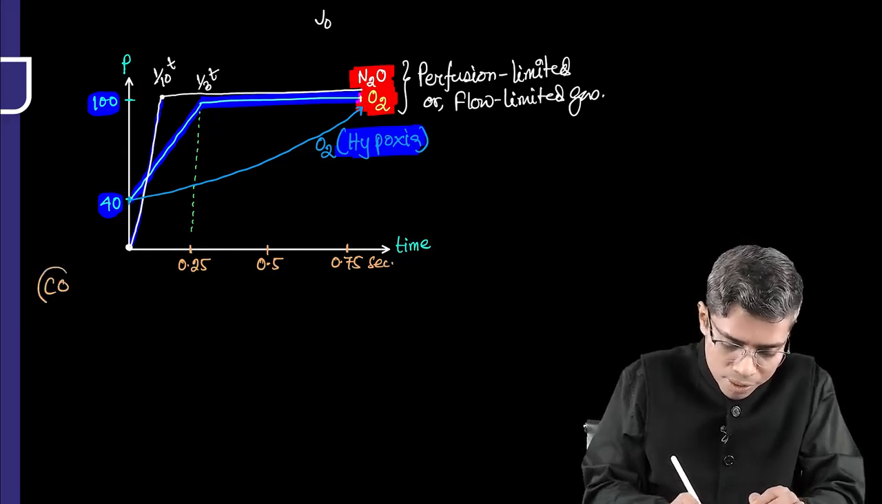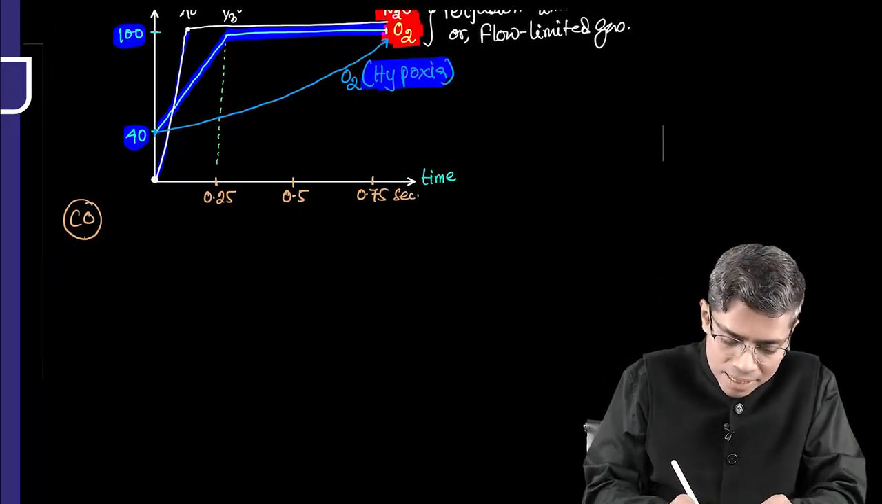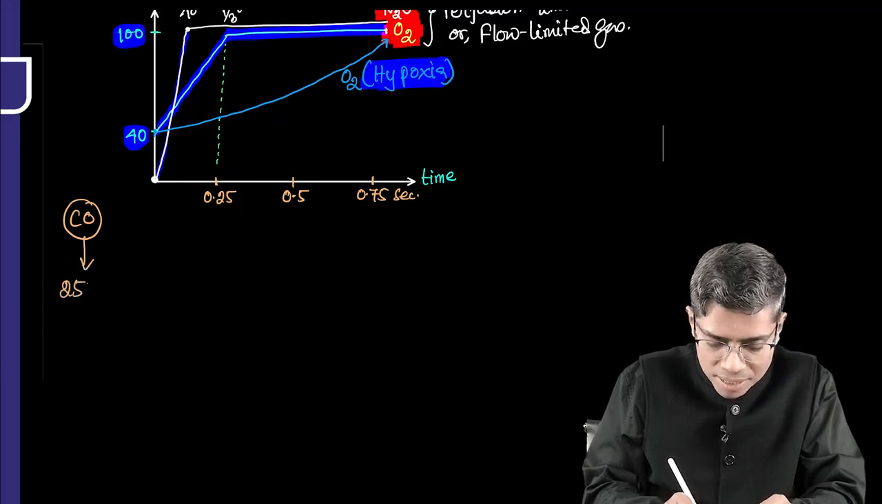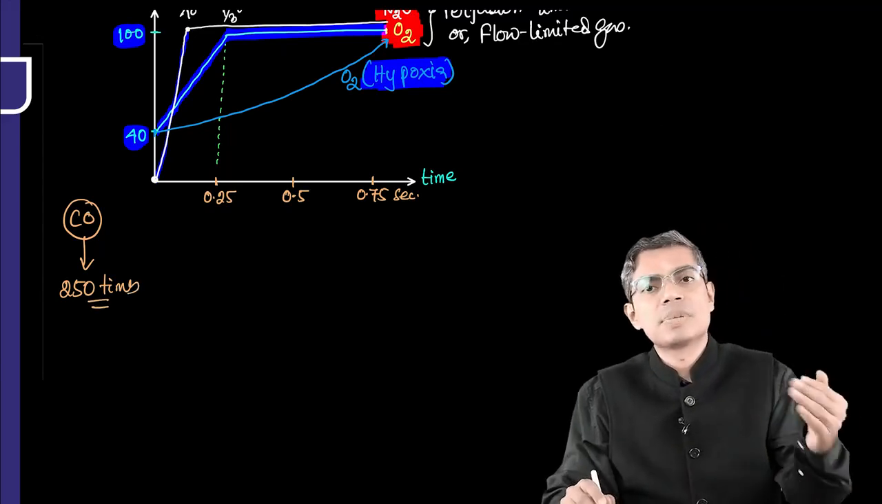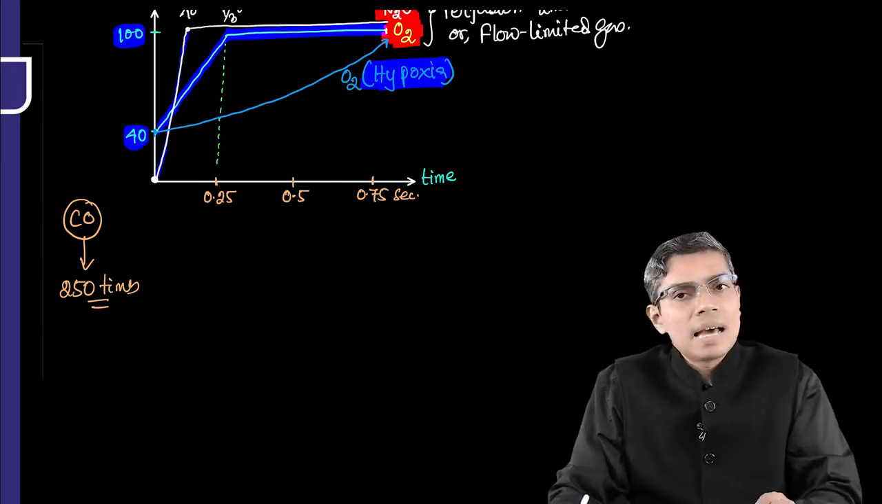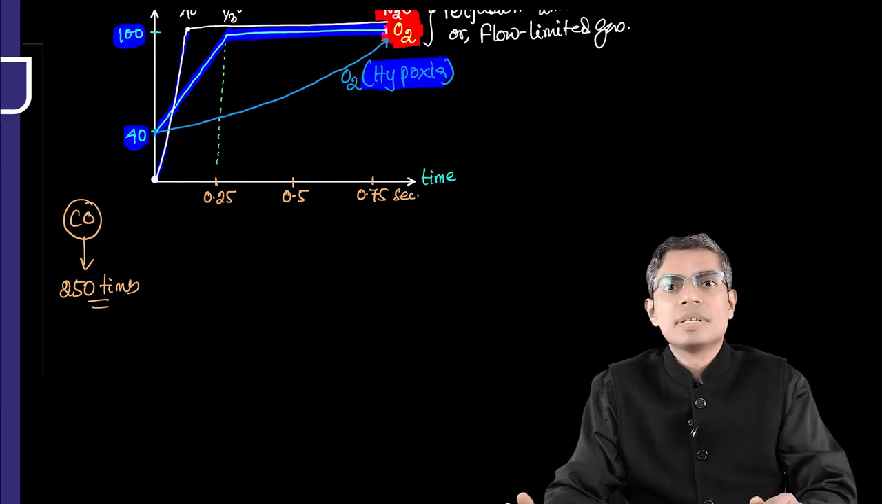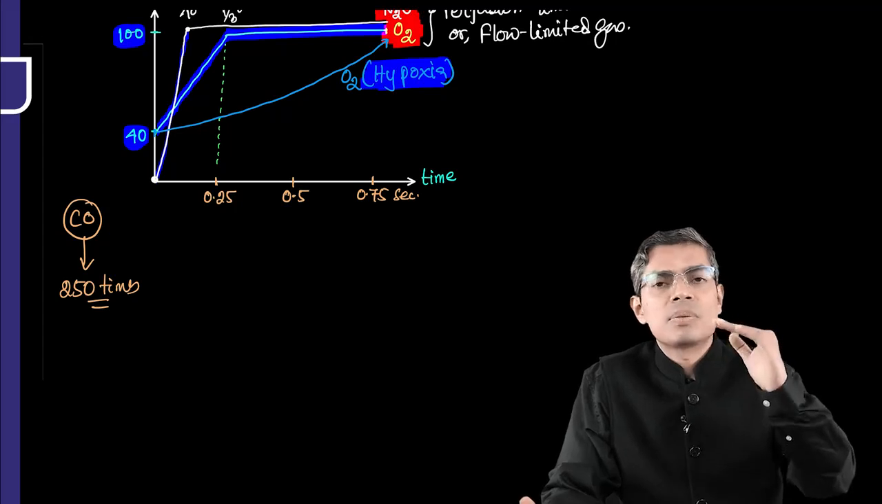So carbon monoxide, what is the special property of carbon monoxide? We all know that it combines with hemoglobin 250 times faster in respect to oxygen. So it has very high affinity for hemoglobin, and if it is attaching with hemoglobin, then that is a chemical bound form. Is it going to raise the partial pressure of carbon monoxide in the blood?